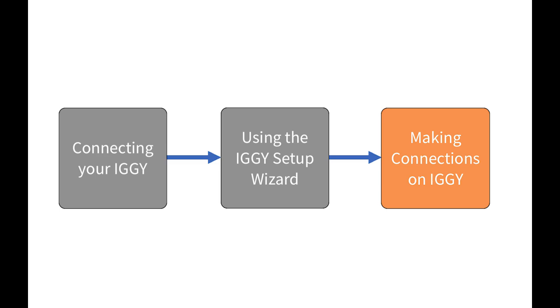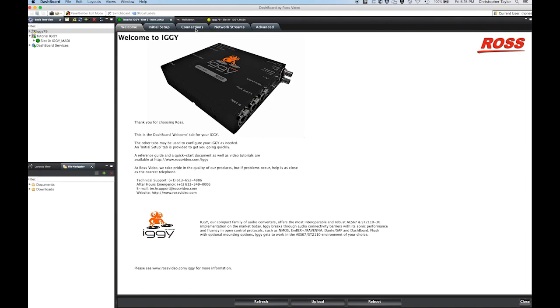This video is part of a series of short tutorial videos which walk a user through the initial device setup and the various ways to make audio connections. In this installment, we will go through making receiver connections in various ways and explain how to manually configure sender streams. Before continuing, you should have completed the initial setup of your Iggy and be ready to make connections.